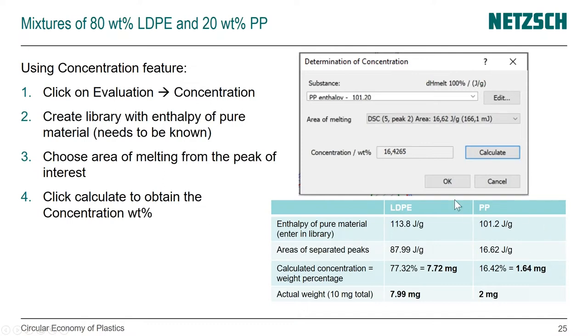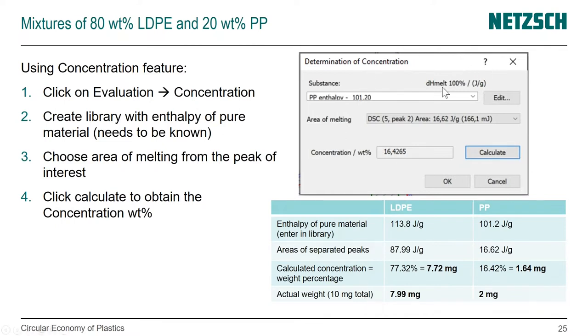And so we have to look down here. Sorry, that sounds better. So we know the enthalpy of the pure material for LDPE and PP. We know the areas of the separated peaks because we know the percentages and can calculate that. And then we can calculate the concentration, which is the weight percentage, so 77.32 and 16.42. And that gives us milligrams if we wanted to compute it, because we know the total weight of the sample. And we can also do that automatically in this concentration feature.